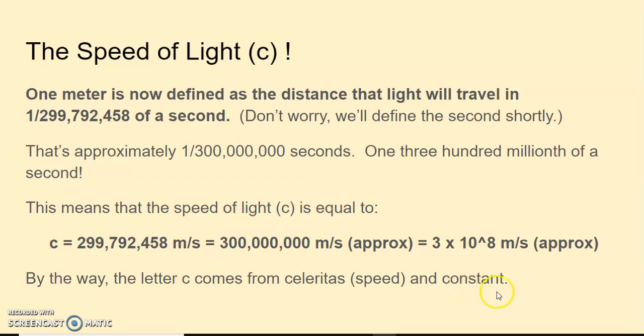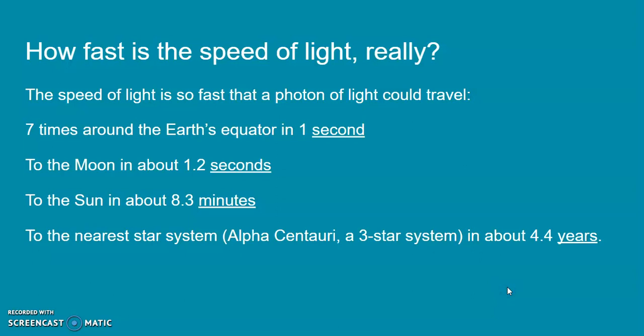Well, let's talk about exactly how fast that is. I gave you a few examples last time: 7 times more or less around the Earth's equator in a second, to the moon in about 1.2 seconds, to the sun in about 8.3 minutes. This, of course, means that you can use the speed of light as a de facto distance measuring tool, which is to say that the distance to the moon can be expressed as 1.2 light seconds, or the distance to the sun is about 8.3 light minutes.